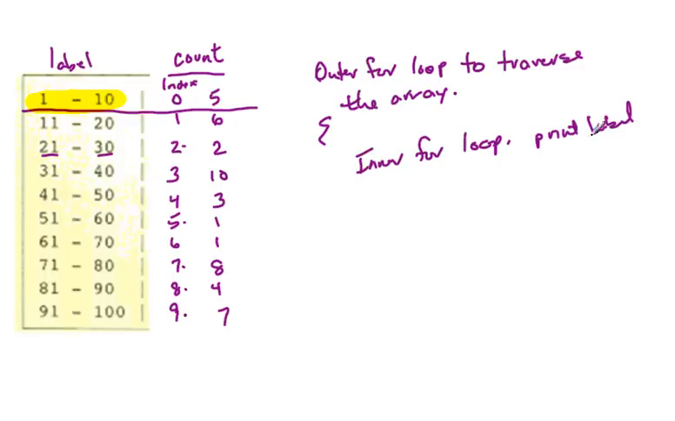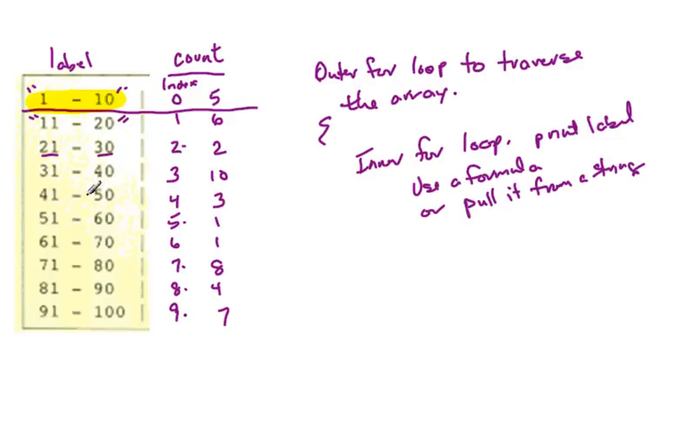And I have two choices. When I print the label, I can either use a formula, or pull it from a string array. So it's really your choice. If you like math, then use a formula to print these numbers. If you prefer, you could have just put 1-10 into an array, 11-20, and so that you just pull the first string, the second, the third, and so forth.